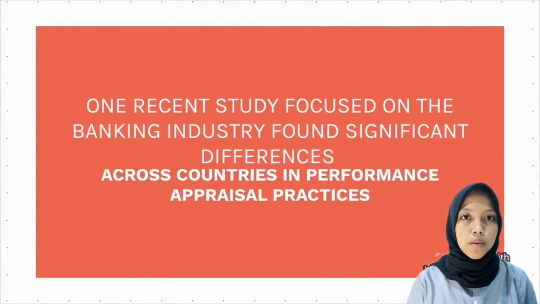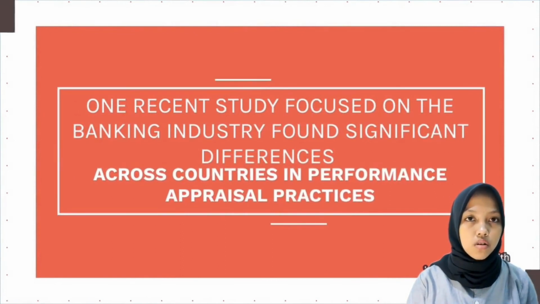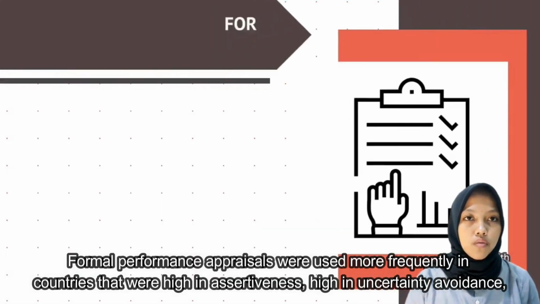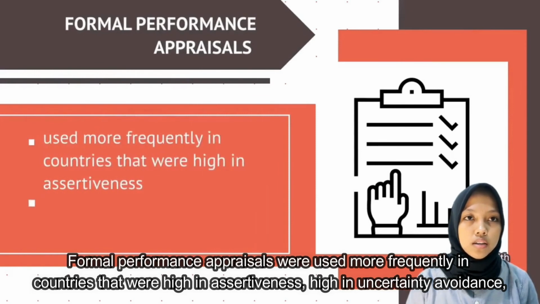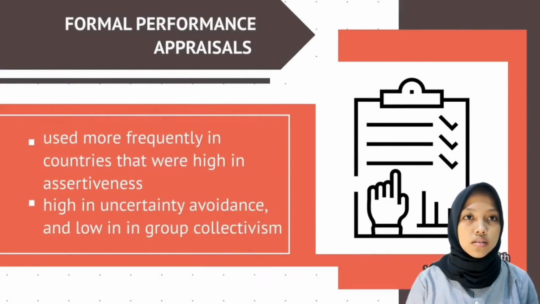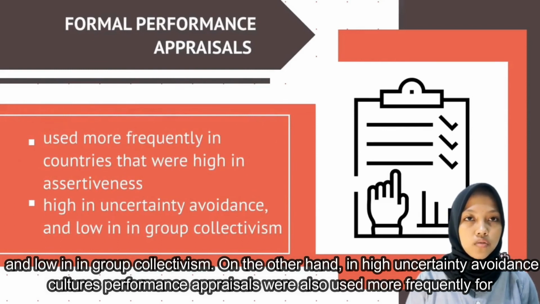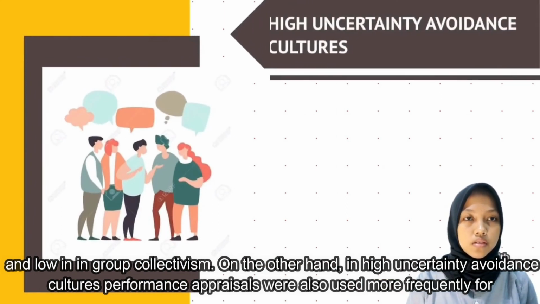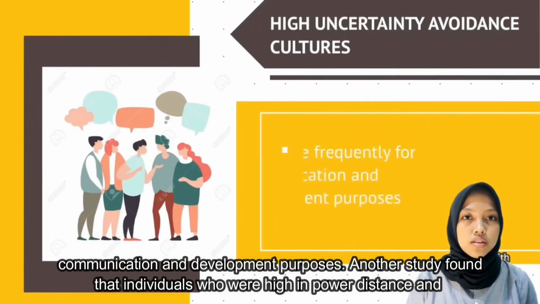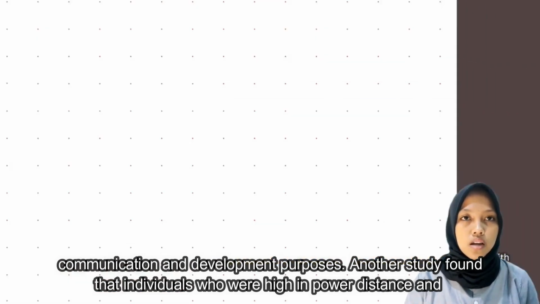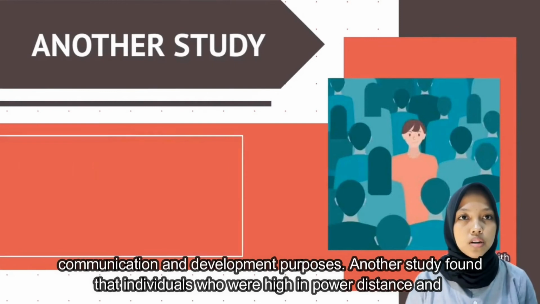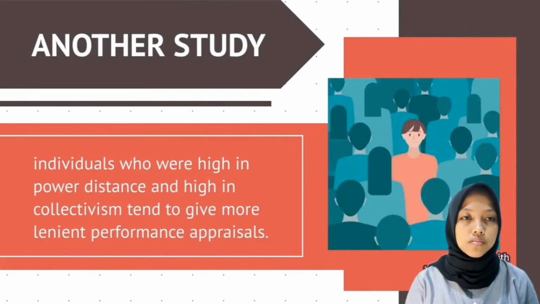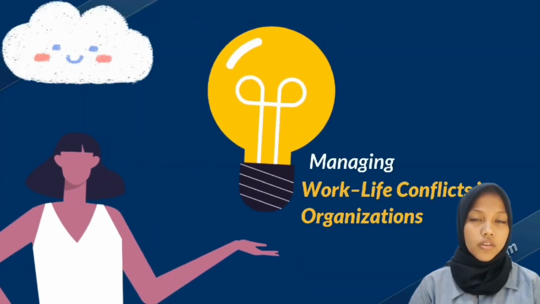One recent study focused on the banking industry found significant differences across countries in performance appraisal practice. Formal performance appraisals were used more frequently in countries that were high in assertiveness, high in uncertainty avoidance, and low in group collectivism. In addition, in high uncertainty avoidance cultures, performance appraisals were also used more frequently for communication and development purposes. Another study found that individuals who were high in power distance and high in collectivism tend to give more lenient performance appraisals. And the last topic is about managing work-life conflicts in organizations.